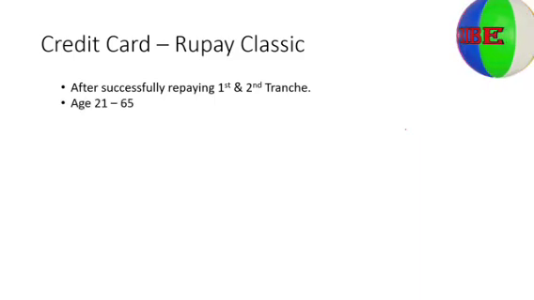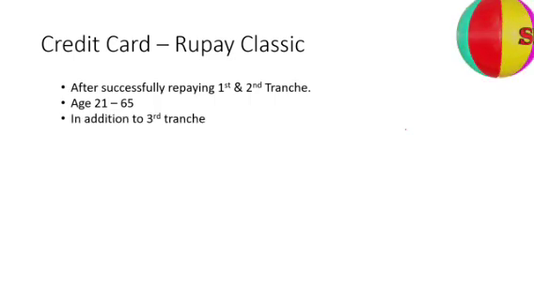Age criteria for PM Samnidhi, the criteria was minimum 18 years, maximum there was no criteria. But for Rupee credit card, age criteria is there, 21 to 65. Below 21 we cannot give, and above 65 we cannot give. In addition, the credit card will be in addition to third tranche loan.